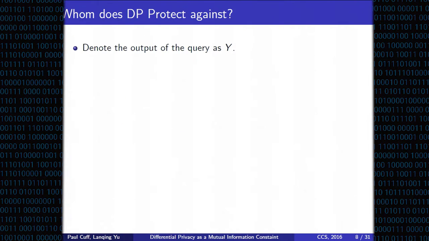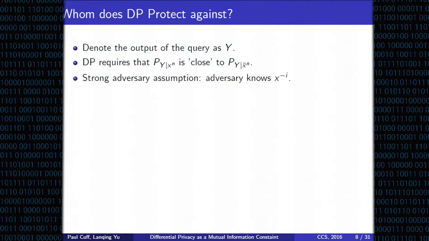So let's denote, from now on, the output of the query as just a random variable y. And as I just mentioned, differential privacy requires that this distribution given one database is close to this distribution given another database. And these two databases are neighboring. Here we consider a strong adversary, the adversary who knows all but one entries in the database. So we use this notation to represent all but the ith entry in the database.